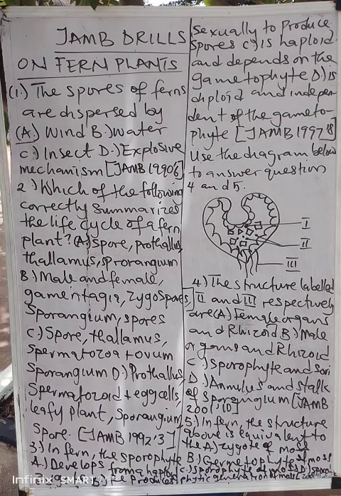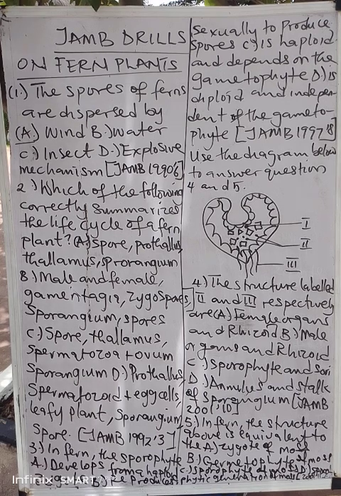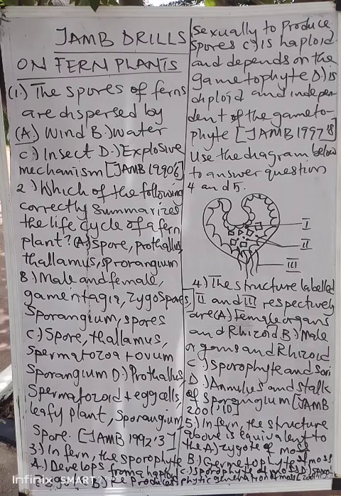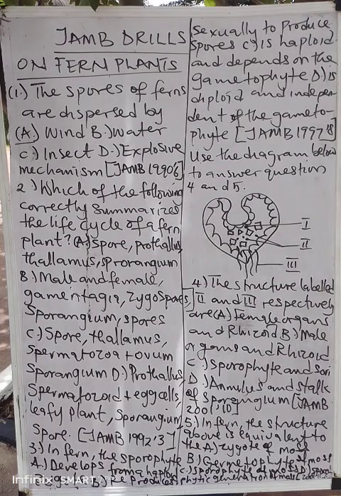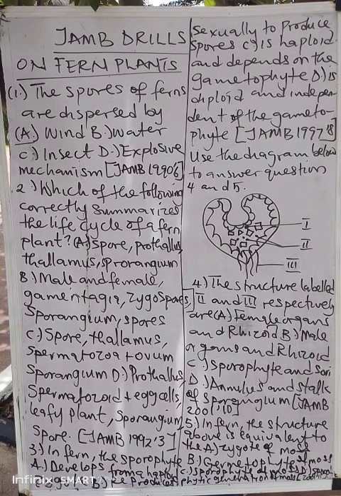Number 2, which of the following correctly summarizes the life cycle of a fern plant? A, spore, prothallus, thallus, sporangium. B, male and female gametes, gametangia, zygospores, sporangium, spores. C, spores, thallus, spermatozoa plus ovum, sporangium. D, prothallus, spermatozoid, egg cells, leafy plant, sporangium. What is the answer?